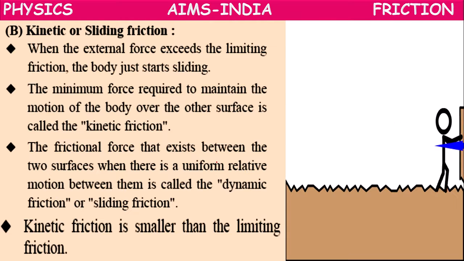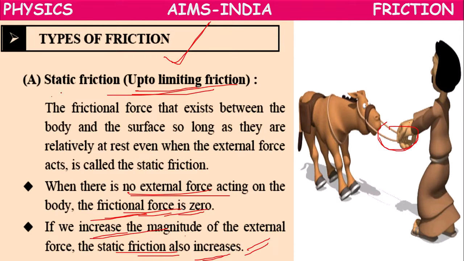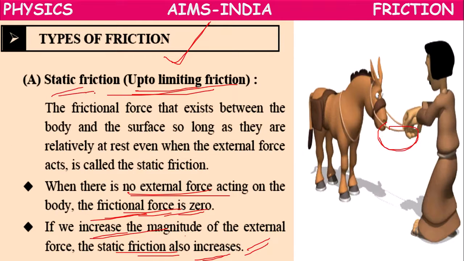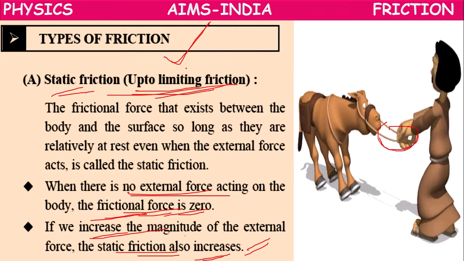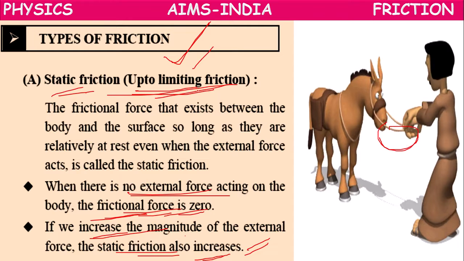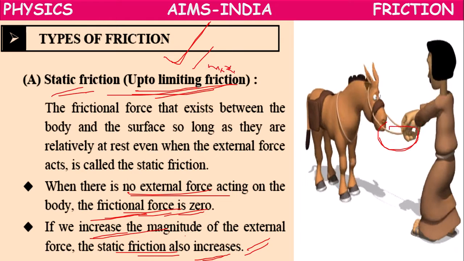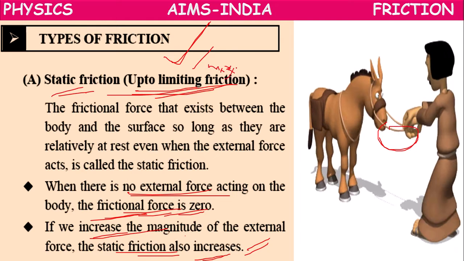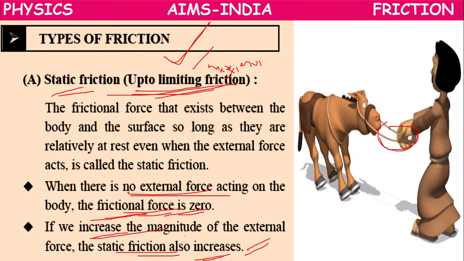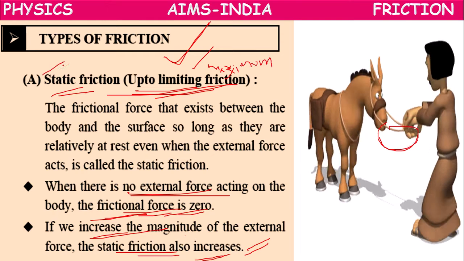Next. So we have the first type, static friction, up to movement. When it is ready to move, that friction is called limiting friction. Limiting friction is also called maximum static friction.